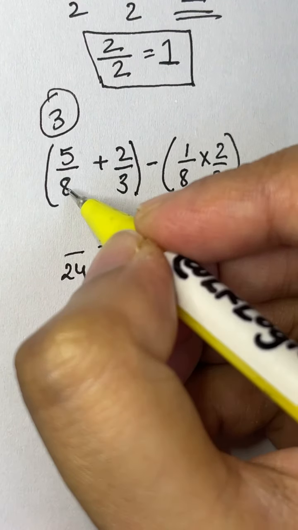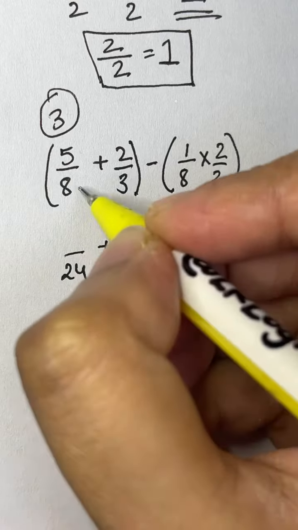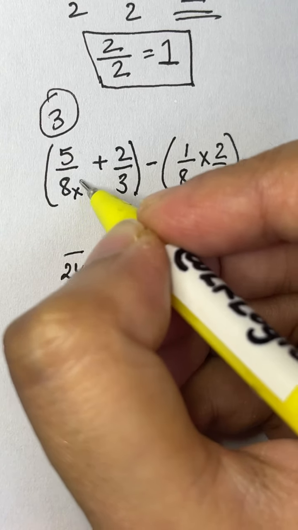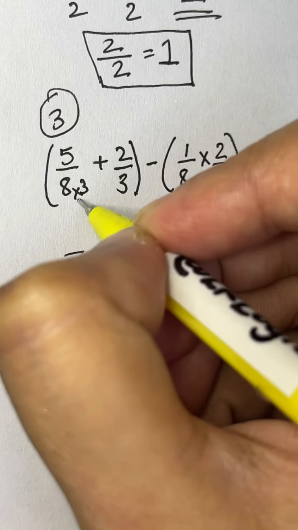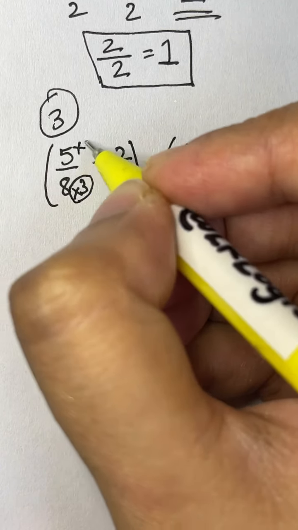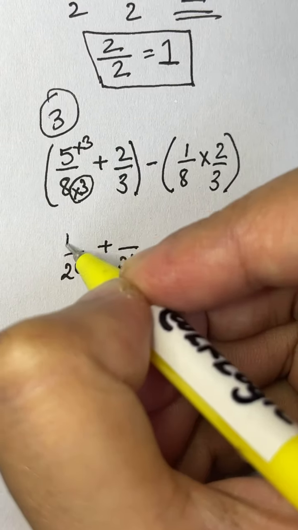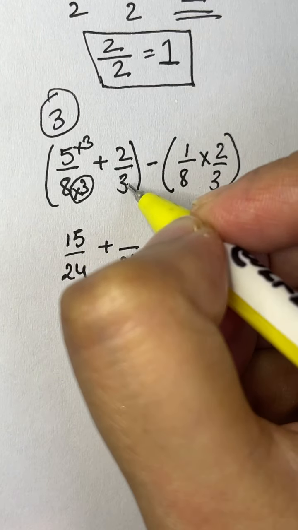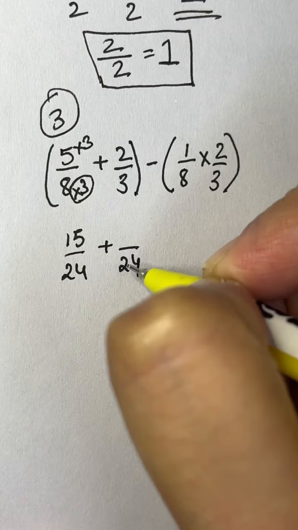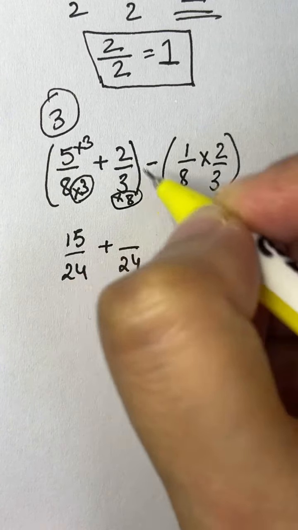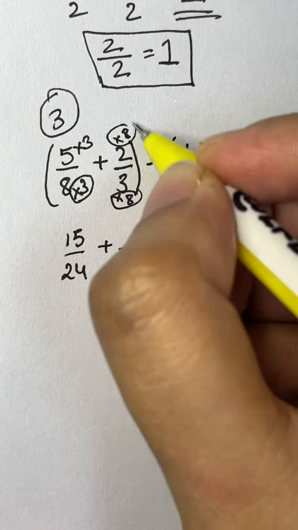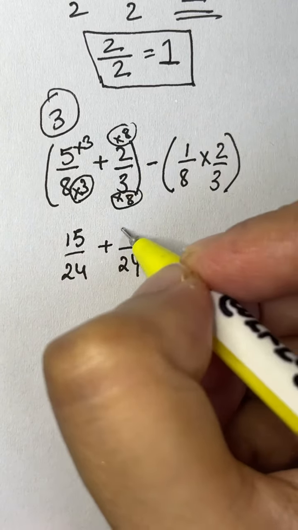Now, how did I convert an 8 to 24? By just multiplying 8 with 3. Is that right? 8 times 3 gives me 24. So I need to multiply the same thing with the numerator. 5 times 3, 15. Now here, 3, how can I make 3 as 24? So just multiply by 8. The same thing I have to multiply here with the numerator. 2 times 8 gives me 16.